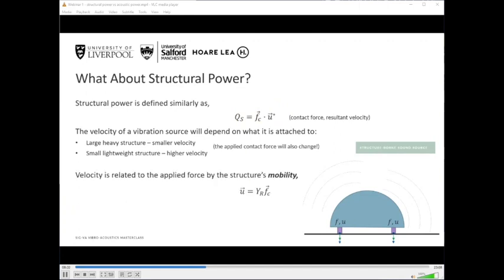The velocity of a coupled source-receiver structure is related to the applied force by the receiver structure's mobility, as in this equation here, where YR is the receiver mobility. Now if we substitute this velocity equation into the definition of structural power, we get the following equation. Structural power is equal to the receiver mobility times the squared force magnitude.